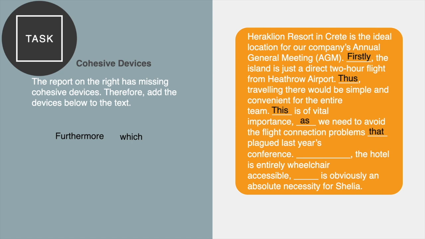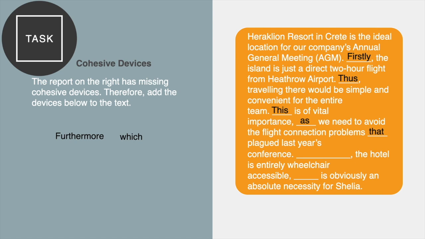Now that. This is a relative pronoun. In this case, it's used in a defining relative clause. Now, a defining relative clause gives us essential information about the person, thing, or idea that was mentioned previously.